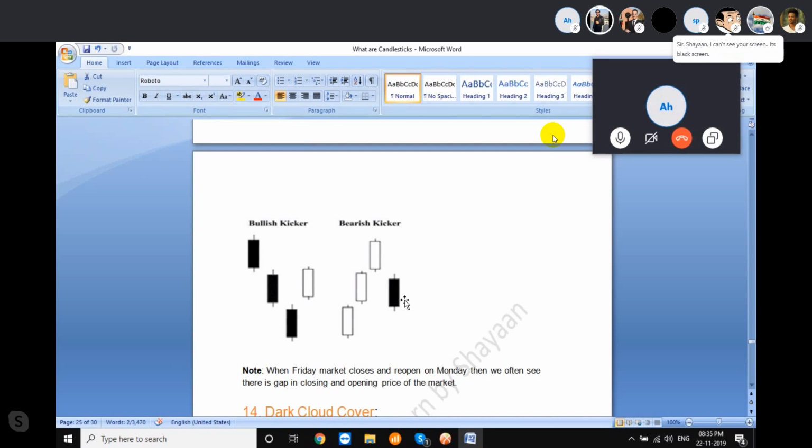Bullish kicker, bullish engulfing, piercing pattern. The size I'm telling you now is very important. So while taking a trade, keep your pen and paper in front of you, so that it will be easy to understand what's happening actually.